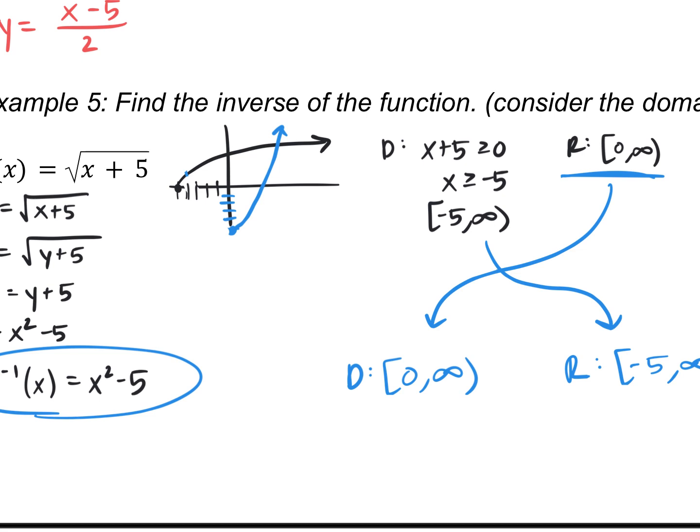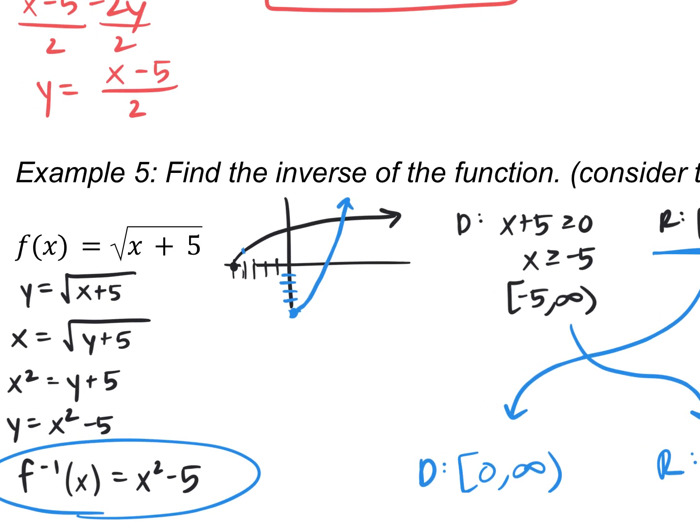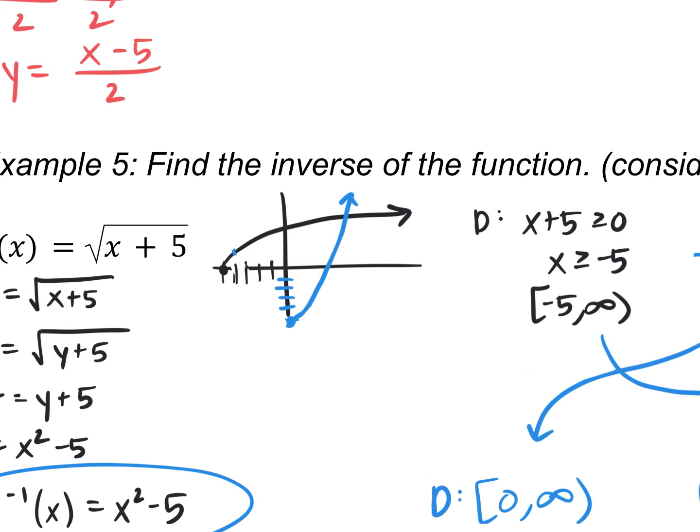Does the domain and range make sense in terms of that picture now that you can see it, okay? Lastly, just like when you talked in geometry about reflections, we're reflecting it over this line, y equals x. So whatever point I have over here, which is (-5, 0), I'm switching my x and y values to now become (0, -5). You're technically switching the x and the y values for every single point on your graph.